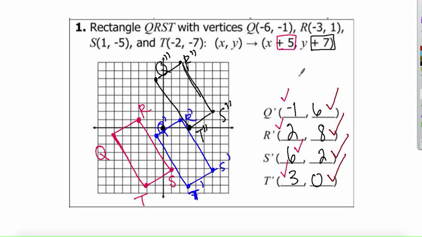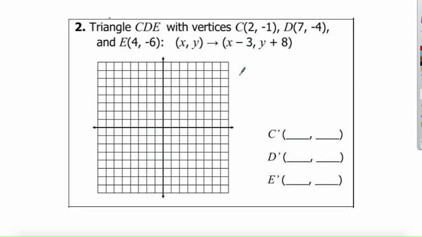For the next few, we're going to apply the rules to the coordinates first. I just wanted to show you what it was looking like. We'll apply them to the coordinates first and then just plot our final transformed figure. So let's take a look at number 2. They're telling us to take this triangle. We will plot the original points to see where it was. C is at 2, negative 1. D is at 7, negative 4.